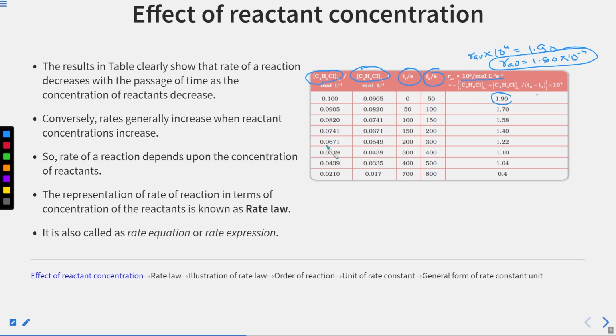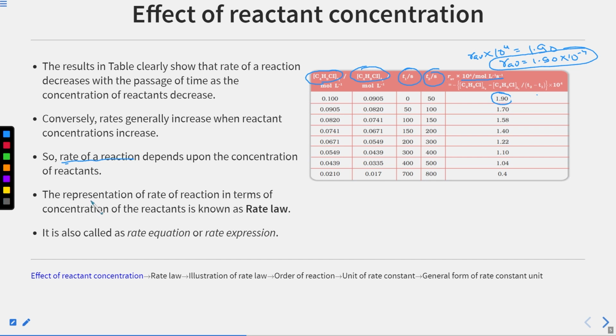If you look at this table, you can see that the rate generally increases when the reactant concentration increases. This is a direct analogy from Le Chatelier's principle: if we increase the concentration of reactant, the rate of reaction also increases. Why? Because the reaction will try to nullify that reactant increase, and to do so it will consume more and more reactant, and do so faster. So we can say that the rate of reaction depends upon the concentration.